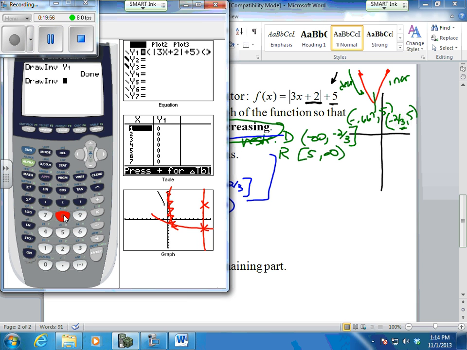Tell it to do a draw inverse on Y1. Wait, how do you get Y1 again? Vars, scroll to the right, enter. What if it's not exactly how the graph is on here, like because of how we sketched it? Oh, no, you're fine. It's just a sketch. Yeah, that's fine.